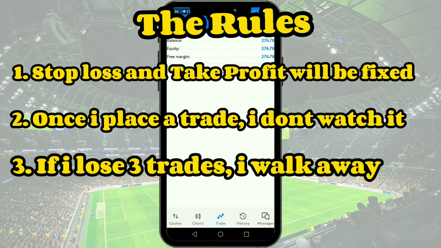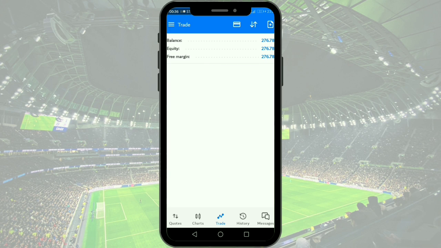Okay guys, let's go to the strategy. For the strategy, I was not going to go for anything complicated, but I wanted a big risk to reward ratio.